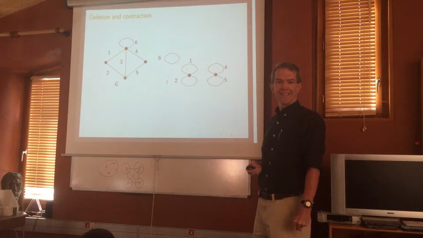Contract, so like the edge, dash contract, one, or edge, something? Delete the vertex, and all the edges that were incident with that vertex turn to loops. Yeah.